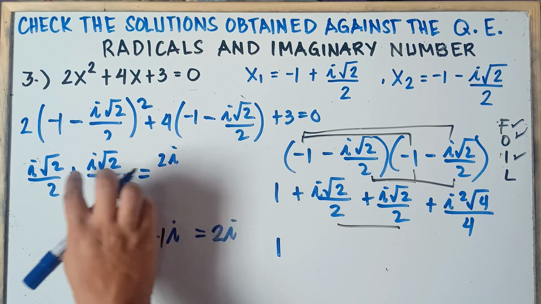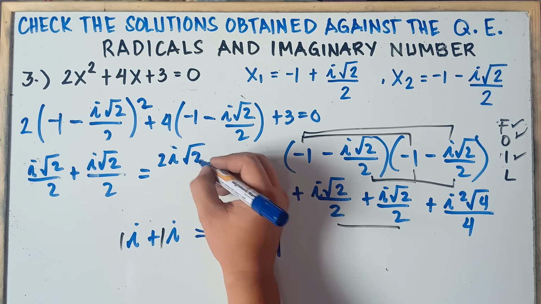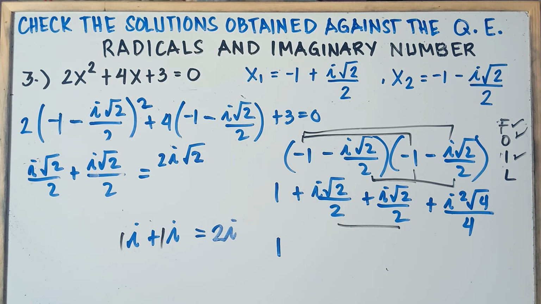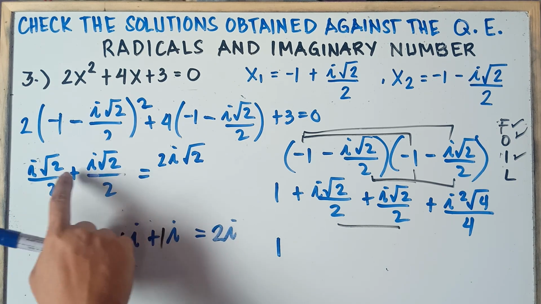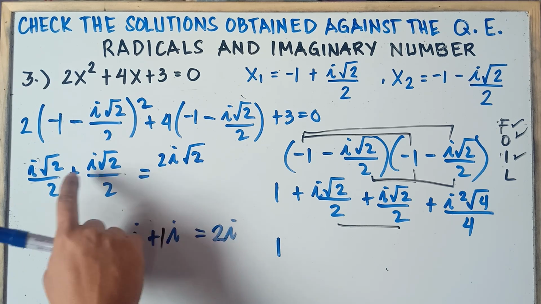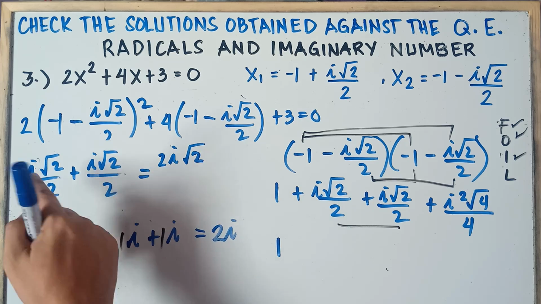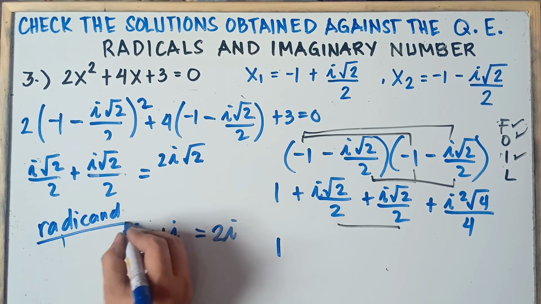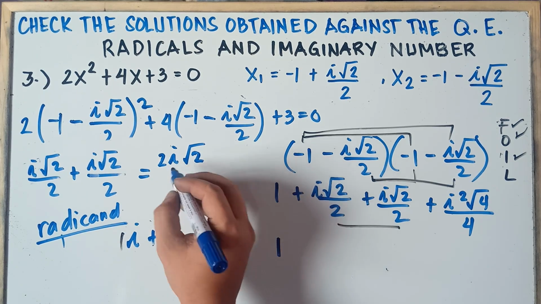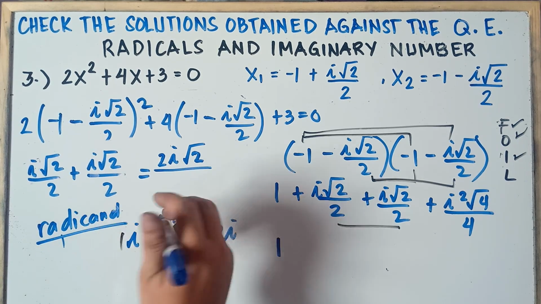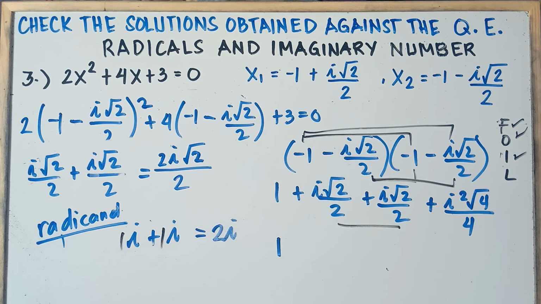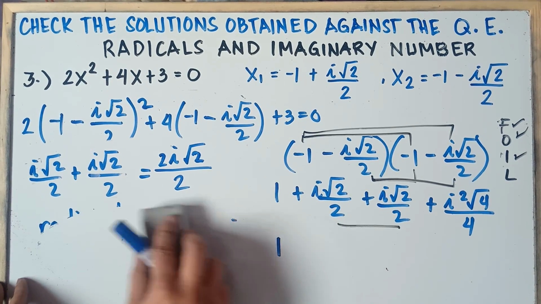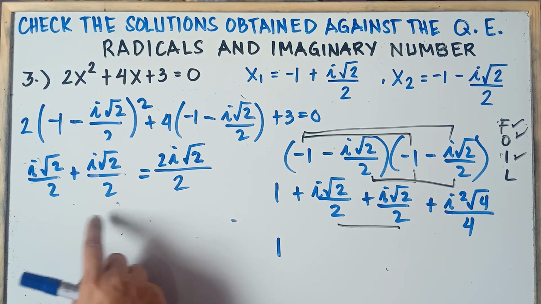2i, then simply copy the radicals, class. Square root of 2. Once again, class, do not forget, if you're combining radicals, if they have the same radicand, simply copy the radicand, class. Simply copy square root of 2. Once again, the square root of 2, class, we call that one radicand. If they have the same radicand, simply copy square root of 2. Then for fractions, simply copy the denominator. Do not forget, class, rules in fractions, you copy the denominator if they have the same denominator.